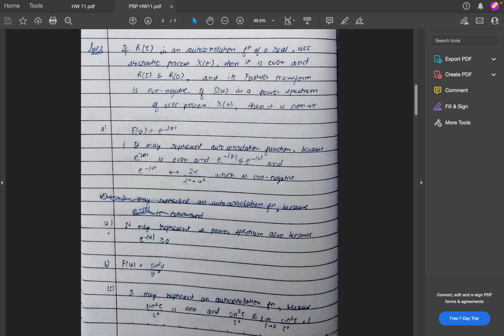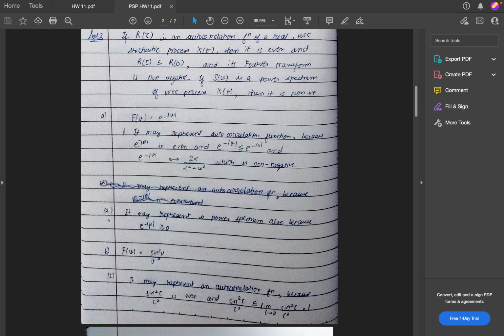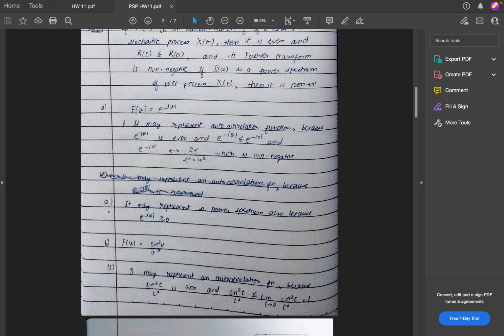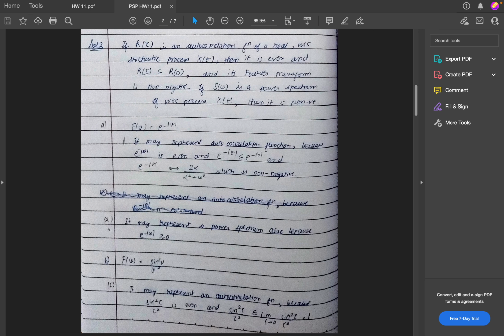Now for the power spectrum, we need to check that it is non-negative. So e raised to power minus mod of v, we always know, since it is an exponential function, it will always be greater than or equal to 0. So it also satisfies this condition and it represents a power spectrum.